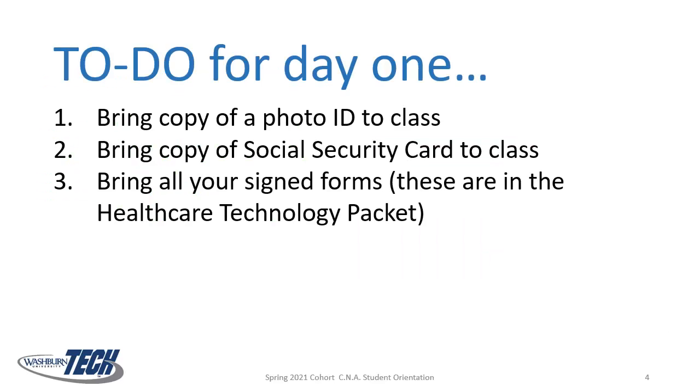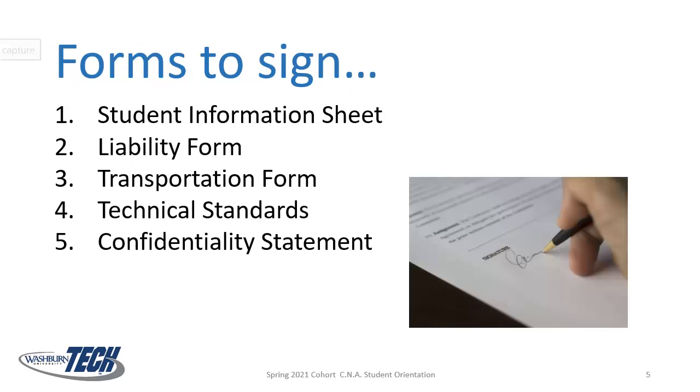The first day of class, be sure to bring a copy of your photo ID, such as your driver's license. If you don't have a driver's license, a state-issued ID card will suffice. Also bring a copy of your Social Security card. You will need to bring the signed copies of all the forms found in the packet. The forms to be signed include the student information sheet, the liability form, the transportation form, an acknowledgement of the technical standards, and a confidentiality agreement.